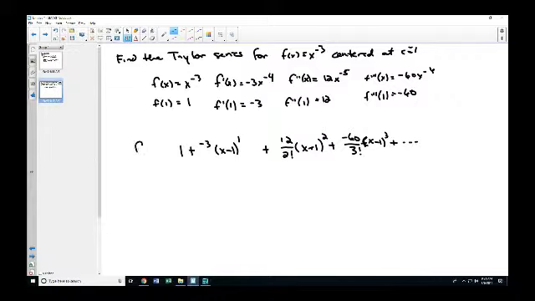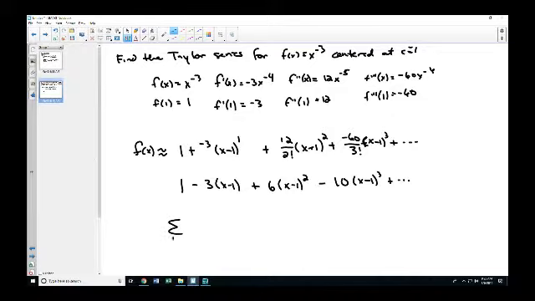Okay, so this is approximately f of x, correct? Yes. Okay, so let's do 1 minus 3 times x minus 1 plus 6 times x minus 1 squared minus 10.